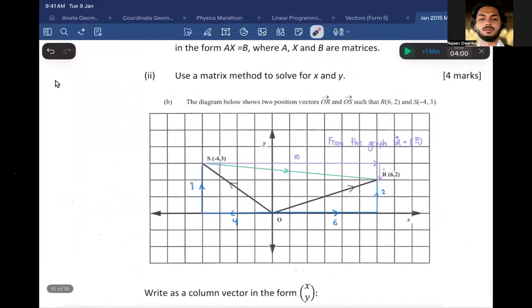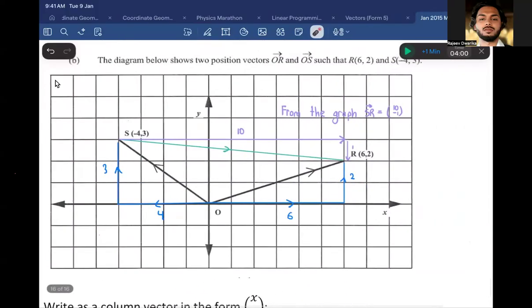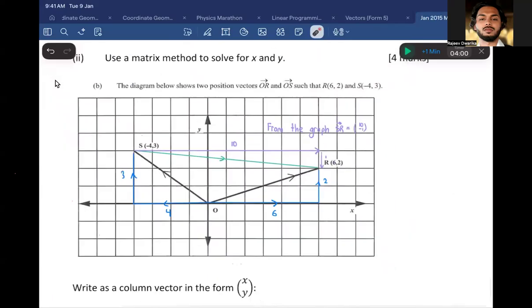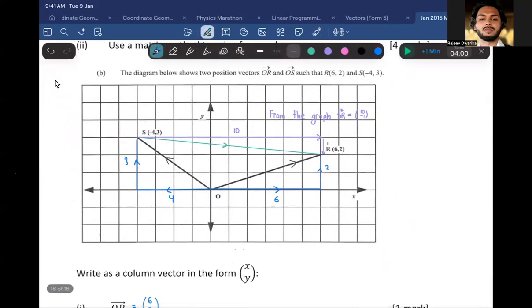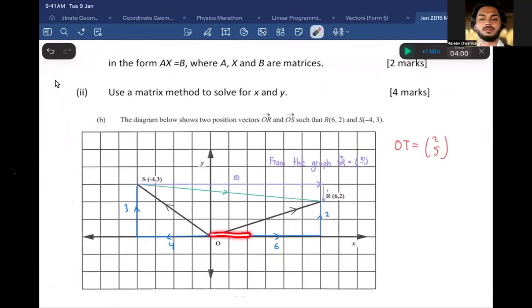We have OS, we have OR, and they are telling us this new vector OT. Mira, my advice is to go to the graph and do a rough sketch. OT is 2, 5. How would I go from O to T? By following the vector 2, 5. So you go 2 spaces to the right and then 5 spaces up. It's over here.